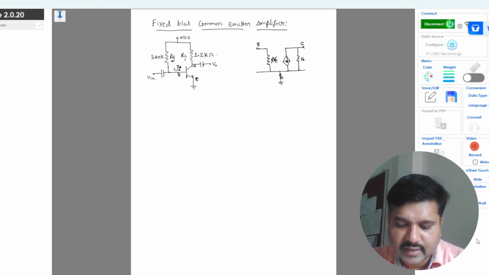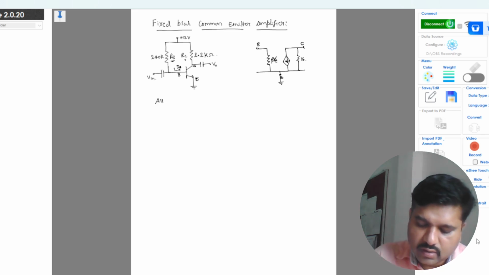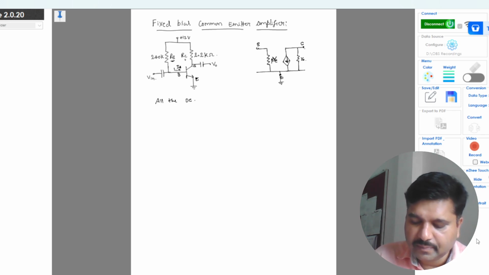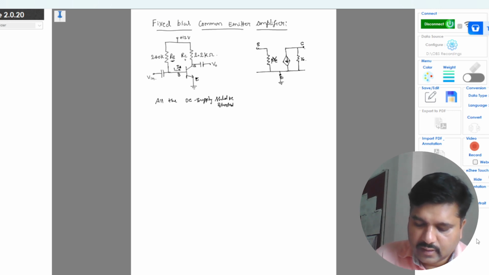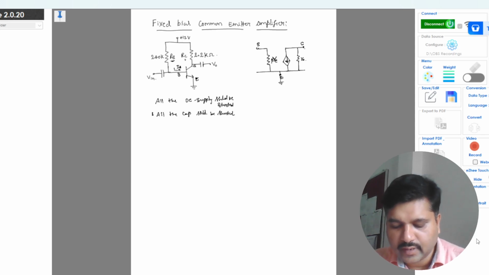RB is connected from the base to the 12 volt supply. But before writing the small signal model, we have to follow a procedure: all the DC supplies should be shorted and all the capacitors should be shorted. These are the two important steps we have to follow.